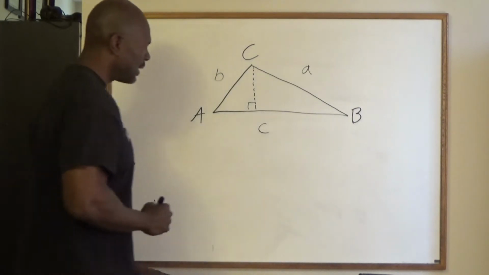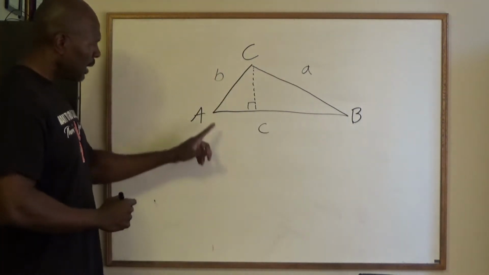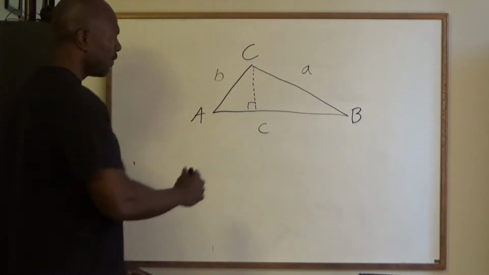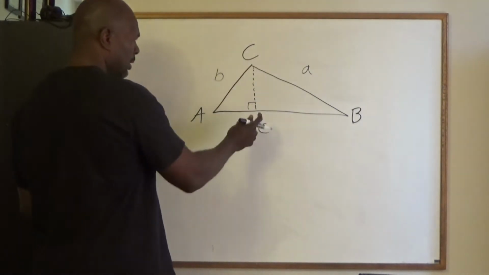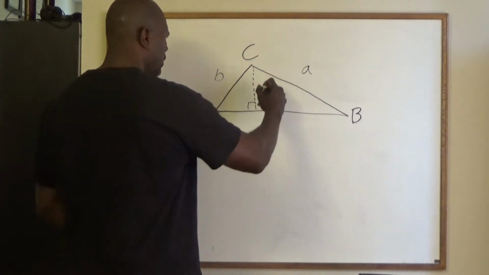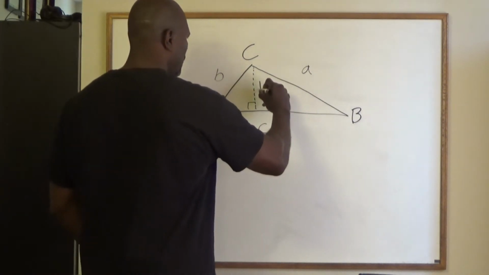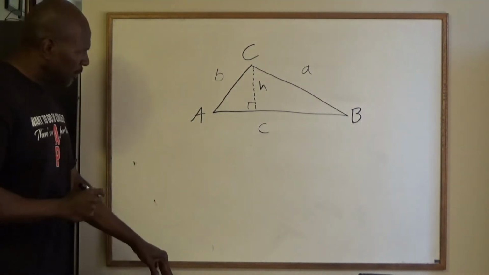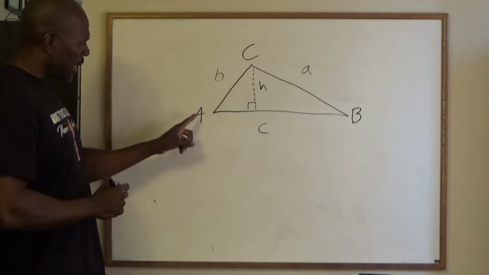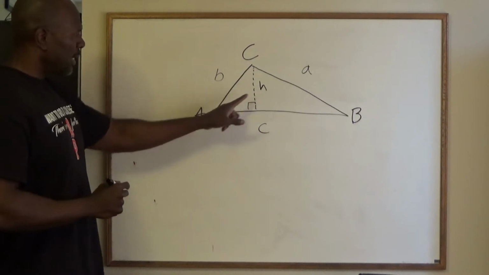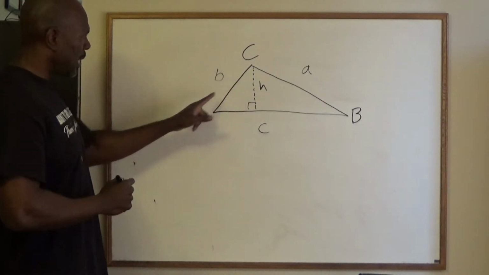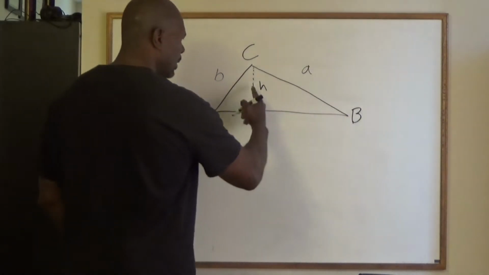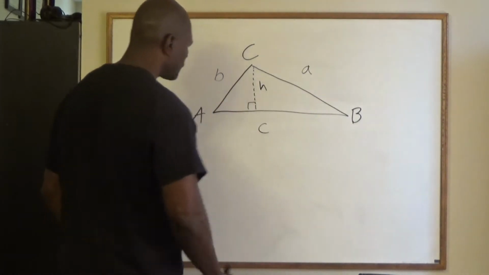When I slice it and dice it, I have two right triangles. And I have this distance, which is perpendicular to the base of the triangle, and so that's typically called the height. So I'm going to call it the height. Now notice with angle A, the height is opposite angle A, and the height is also opposite angle B.